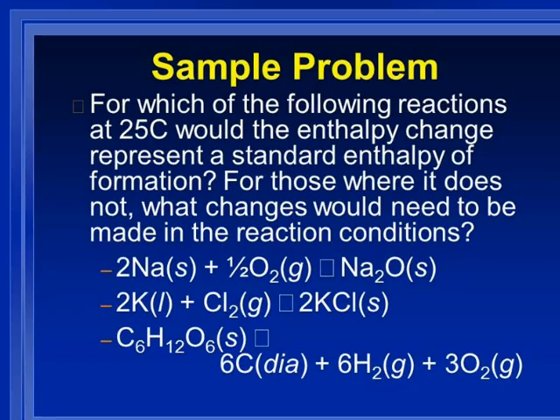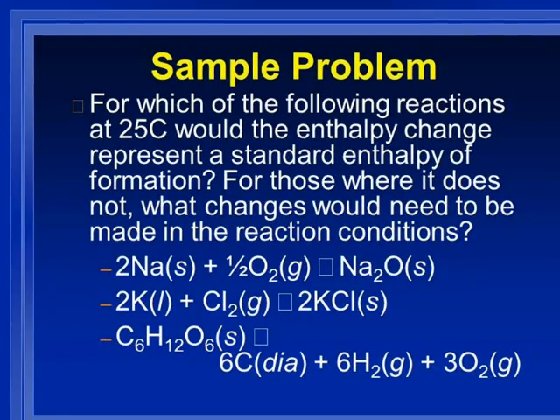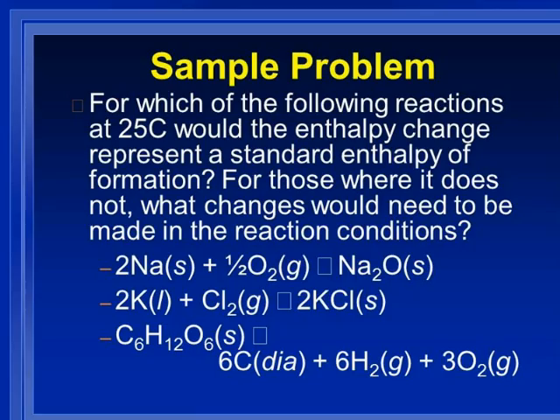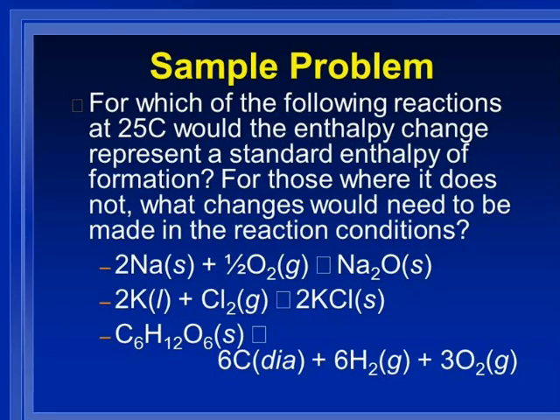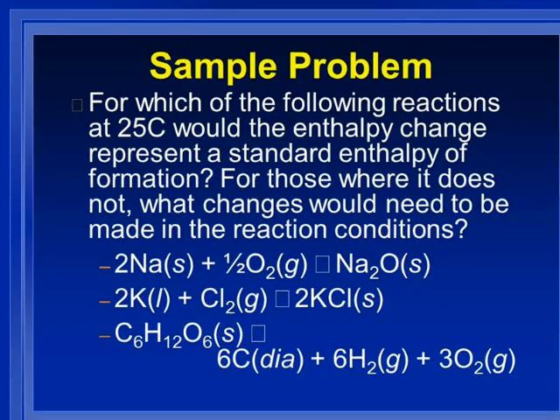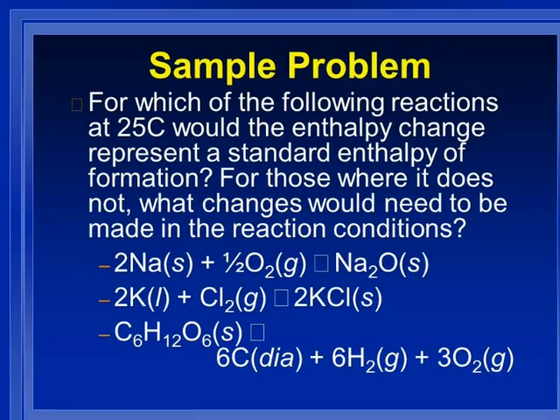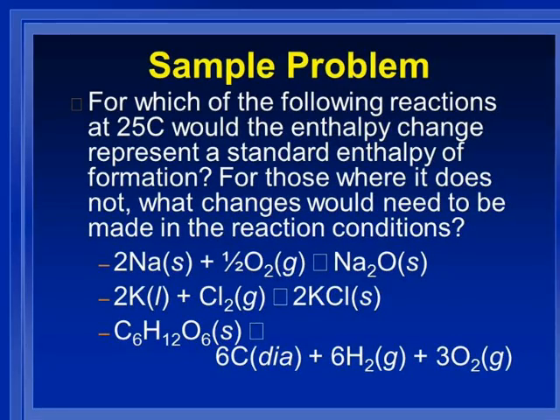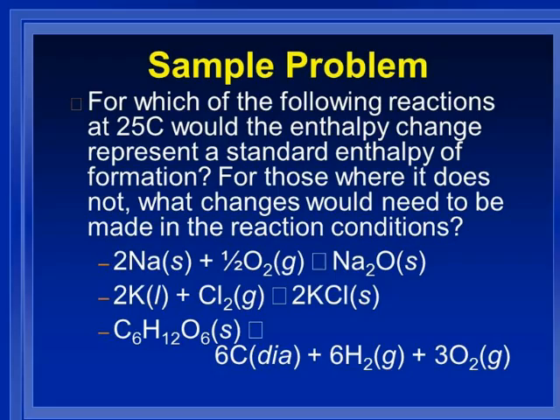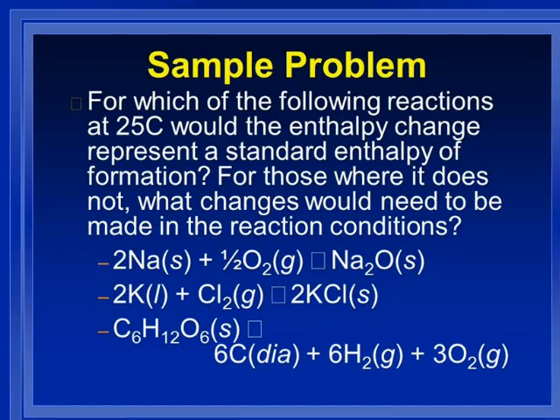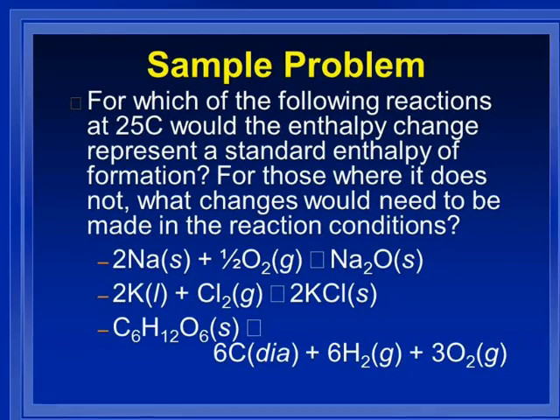The third reaction is actually reversed. This is a decomposition. We don't want decomposition, we want formation. So we have to reverse the reaction. Carbon plus hydrogen plus oxygen makes glucose, C6H12O6. Let's check, we've got 1 in front of the glucose, so that's right.